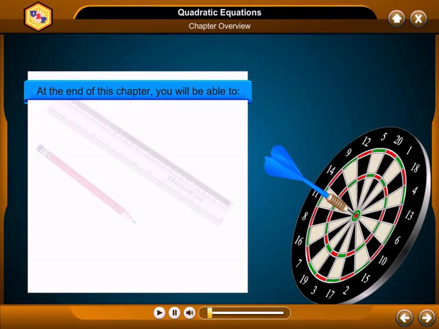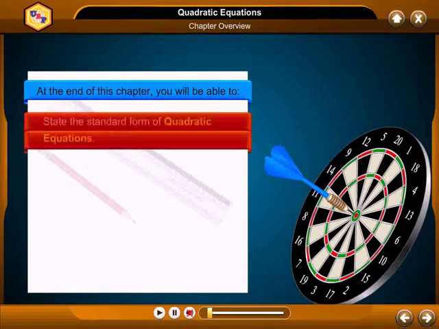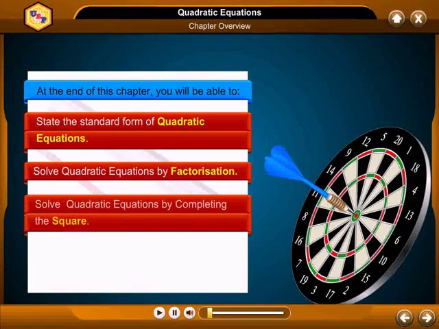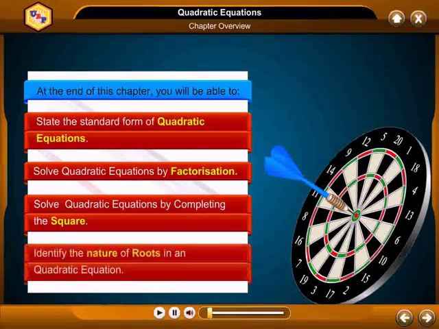At the end of this chapter, you will be able to state the standard form of quadratic equations, solve quadratic equations by factorization, solve quadratic equations by completing the square, and identify the nature of roots in a quadratic equation.